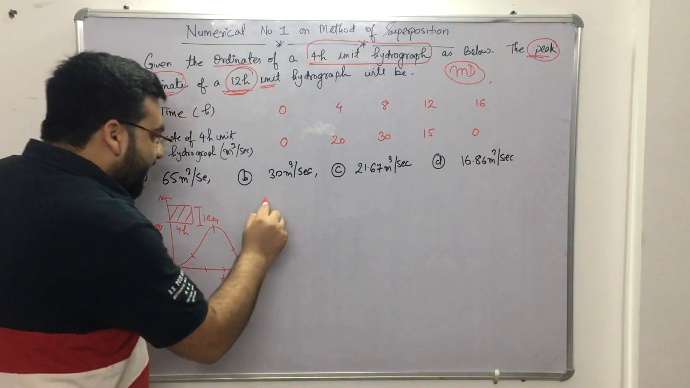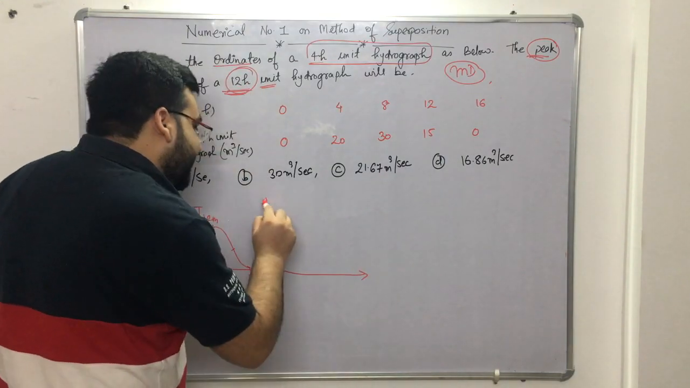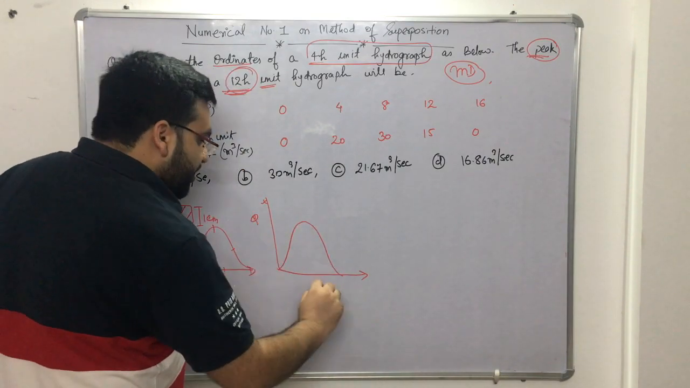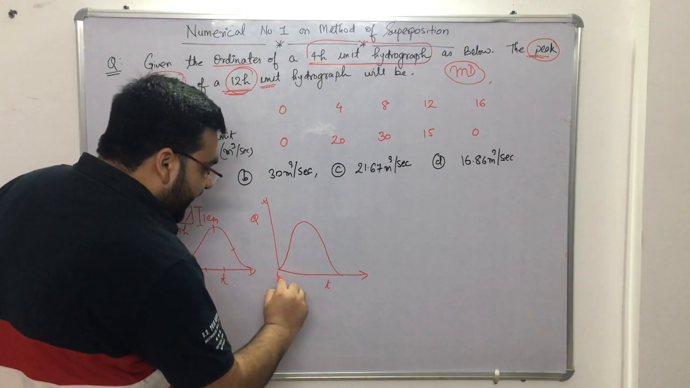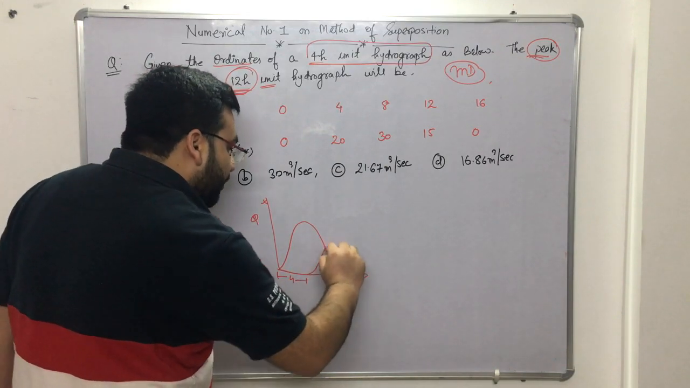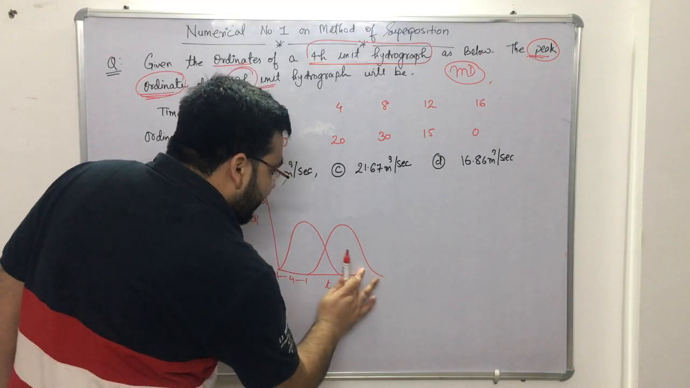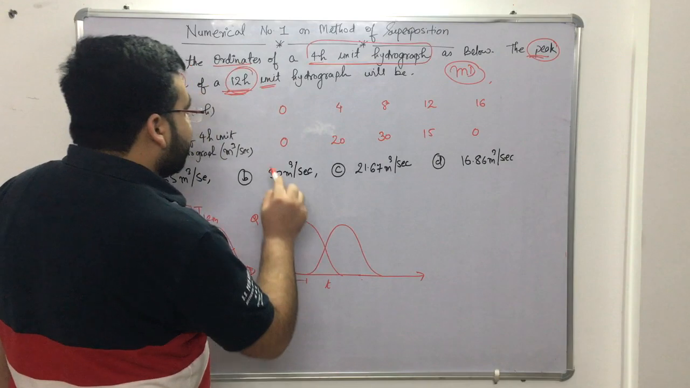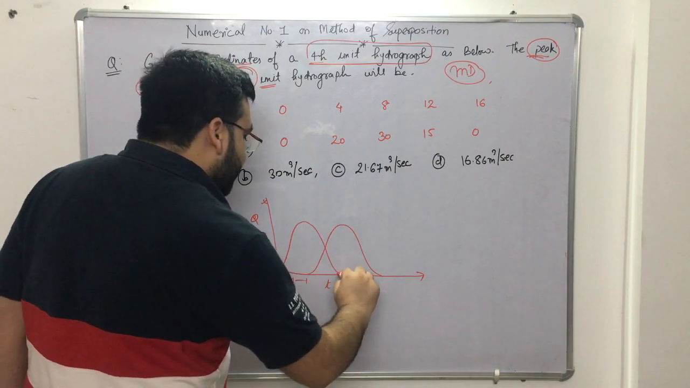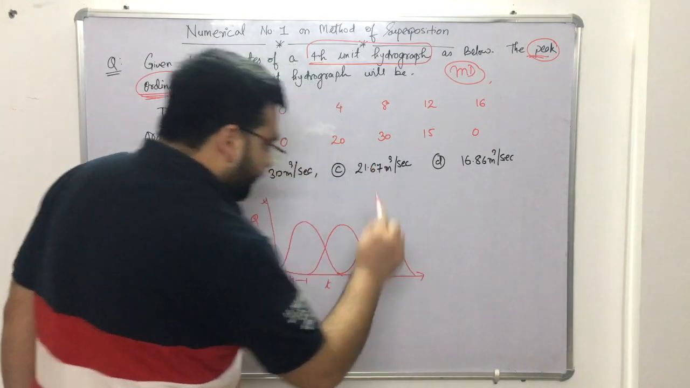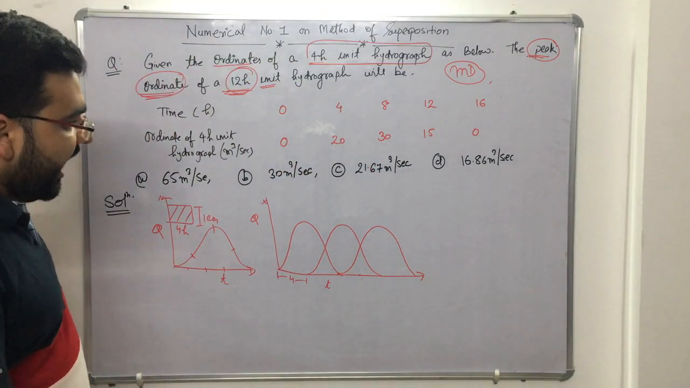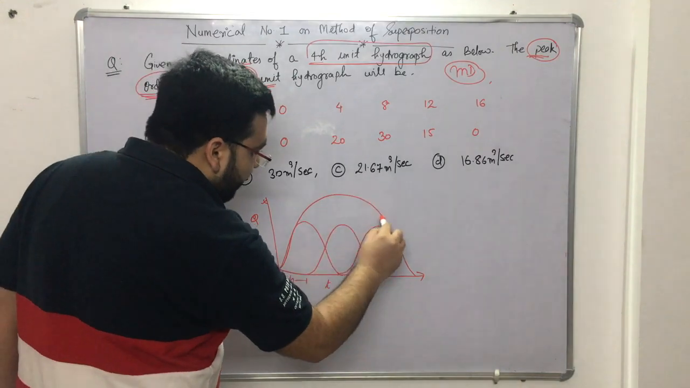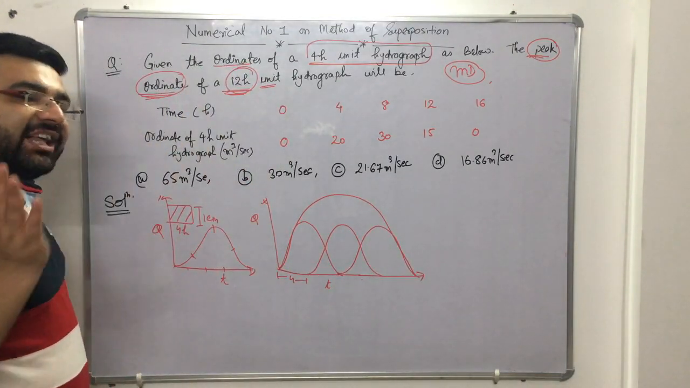Simple. Now what we have to do? We have to superimpose 3 graphs. First of all, a 4-hour unit hydrograph; this is discharge, this is time. Then after lagging 4 hours, we have another 4-hour unit hydrograph. And then after lagging another 4 hours, this is 8 hours, from here we will start another hydrograph like this. So 3 hydrographs will be there, and then we have to superimpose. Then the overall hydrograph will be like this. So this is a diagrammatic view.